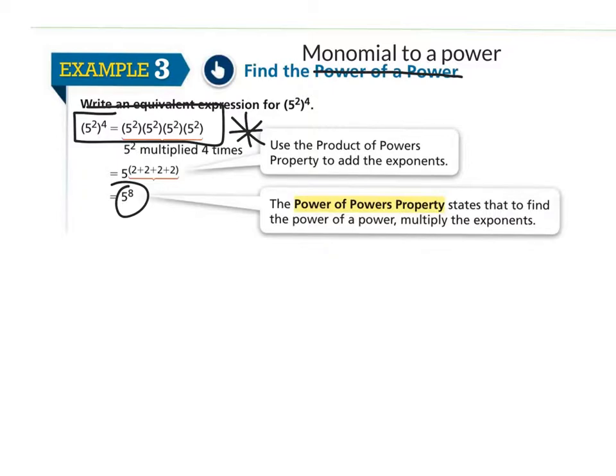On this problem, since it said write an equivalent expression, 5 to the 8th power, we're fine to keep it like that. If it said simplify or evaluate, definitely evaluate, we would actually then want to figure out what 5 to the 8th power was. But since it just says write an equivalent expression, 5 to the 8th, we can just be done at that point.